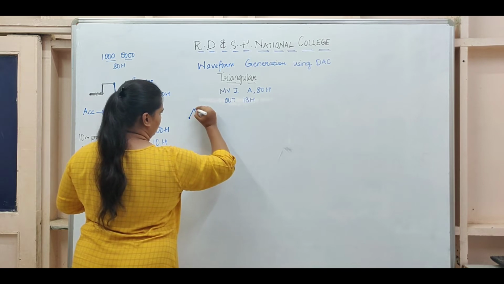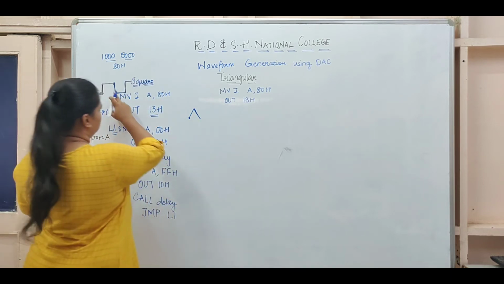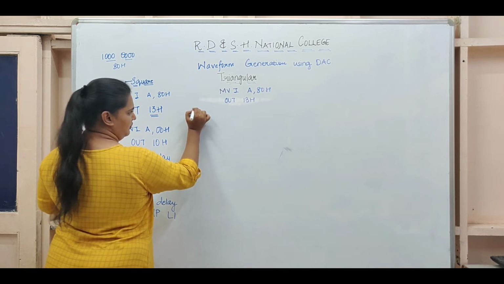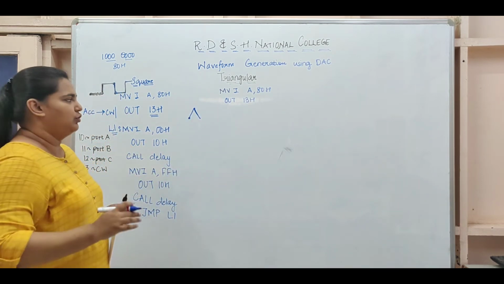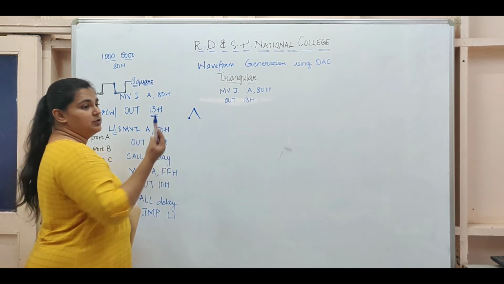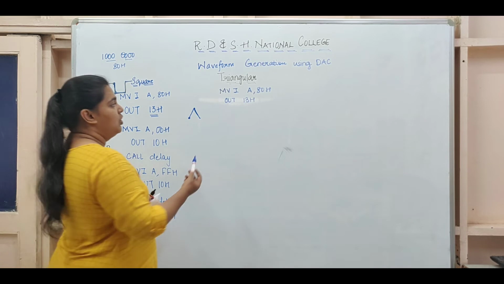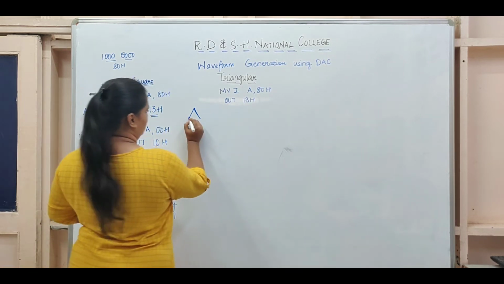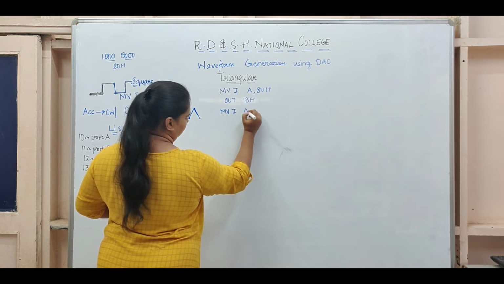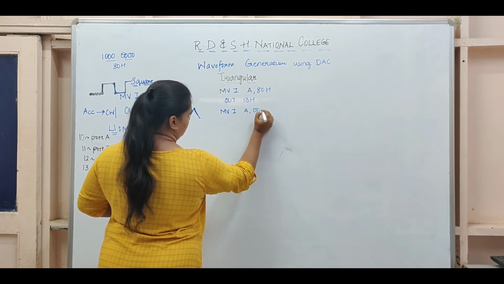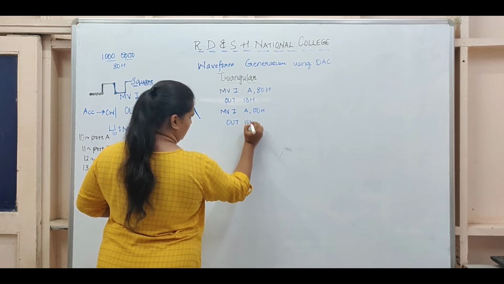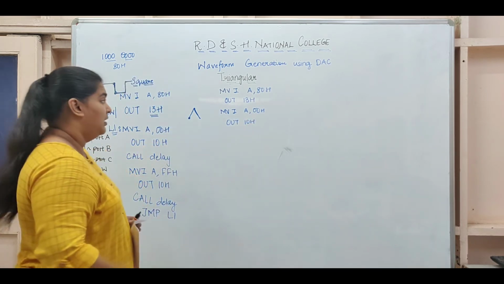This is triangular wave. In this case, these values may not start at 0, may not end at FF. You can take any value of your choice. I am only doing it for good amplitude because you know already your processor works in microseconds. So the first value, since I am taking 00, I write MVI A 00H. I will do OUT 10H. This has gone to port A.